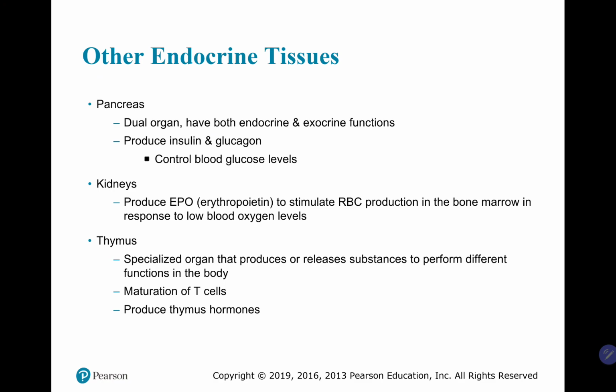Remember the other endocrine tissue, right? We talked about the pancreas, which is that dual organ that has both endocrine and exocrine functions. It produces insulin and glucagon, insulin from the beta cells, glucagon from the alpha cells, right? Basically to regulate blood glucose levels.